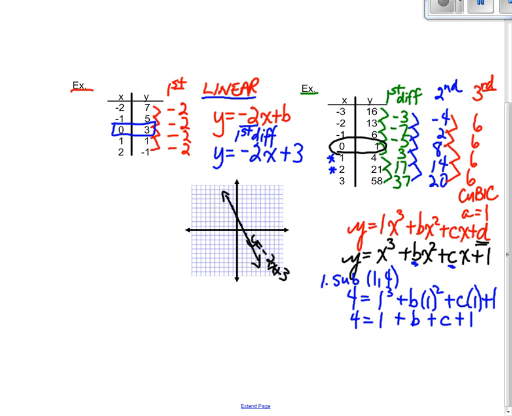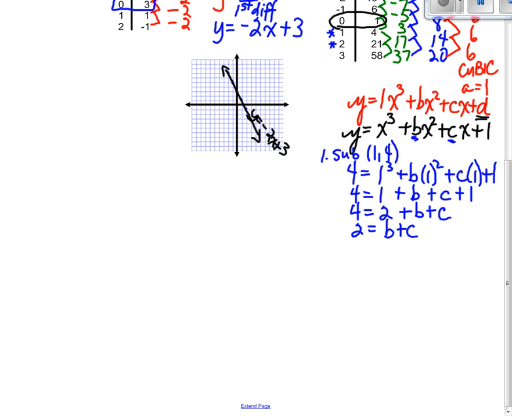Just one more tidy up. On the right side, I have 1 plus 1, and I have b and c. So if I now subtract 2 from both sides, I have a simple equation. 2 equals b plus c.